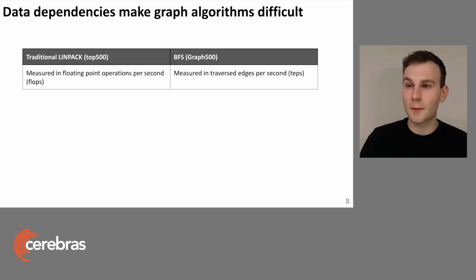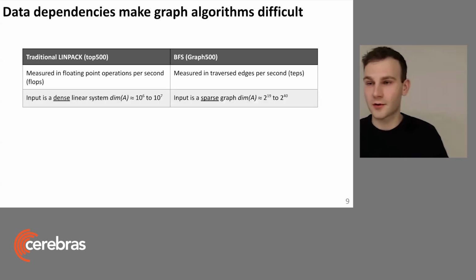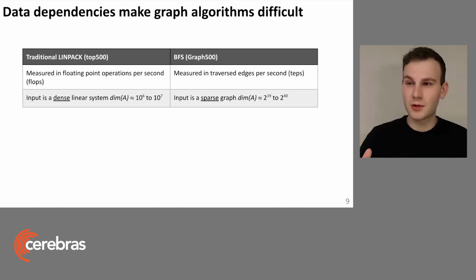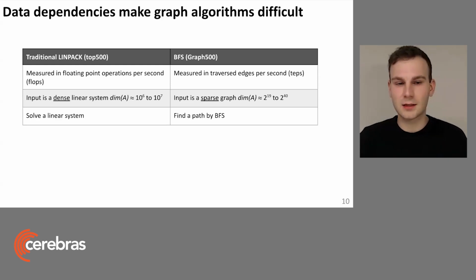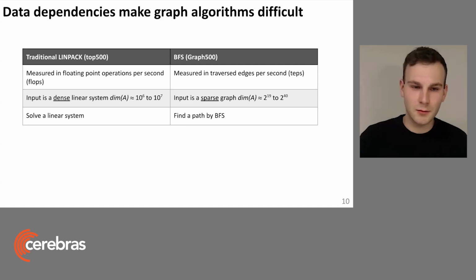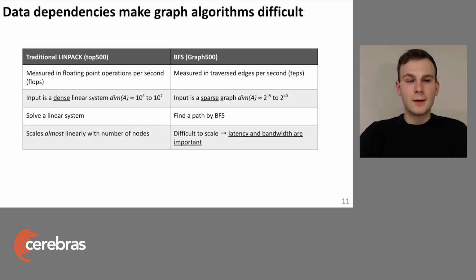But for now, let's compare this benchmark to an even more traditional benchmark, the Top500 benchmark, where we measure the floating point operations per second. Here we measure the traversed edges per second, so how fast we can iterate through this graph. For the Top500, the input is represented as a dense matrix, and the graph for the Graph500 benchmark is a sparse matrix. We solve a linear system there, and in our case, we find paths through BFS.